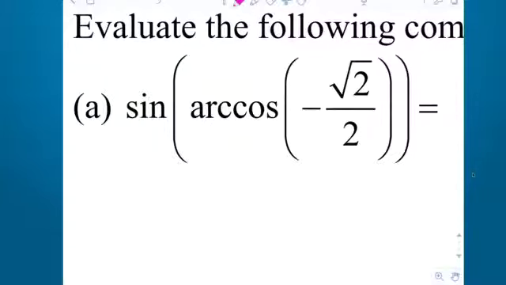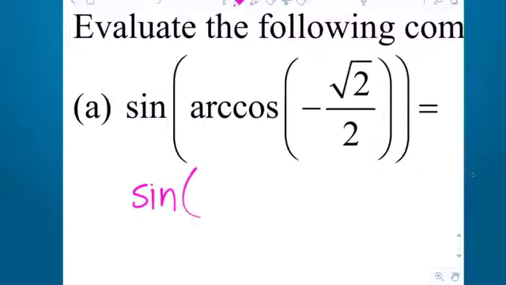So how are we going to approach a problem like this? Yeah, we're going to use the unit circle. We're going to work from the inside out. Yeah, we just actually have to evaluate it. So let's go ahead and do that. Work from the inside out via the unit circle.